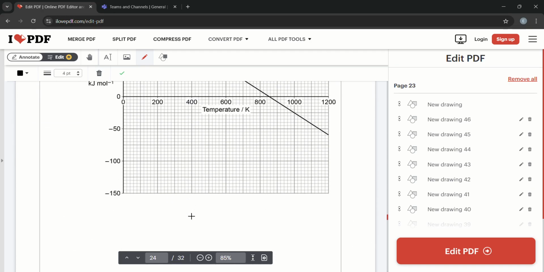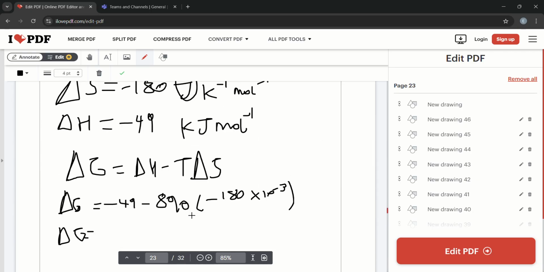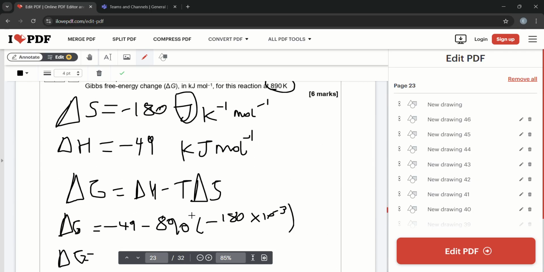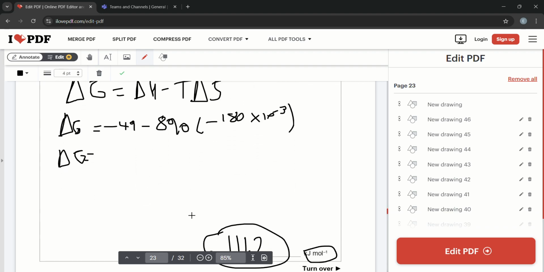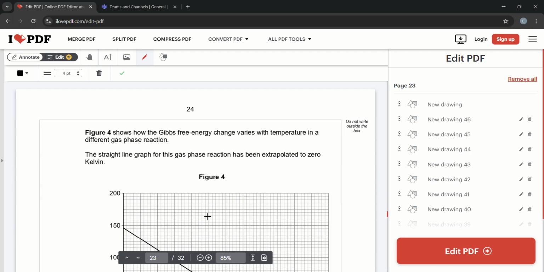Moving on to 10.2. Use the values of the intercept of the gradient and so yeah, minus 49 minus 890 times by minus 180 divided by 1000, yeah, 111.2. Does it say to any significant figures? Nope, so it should be fine.